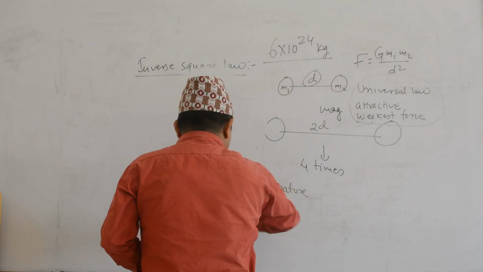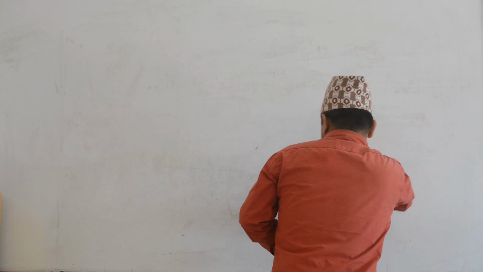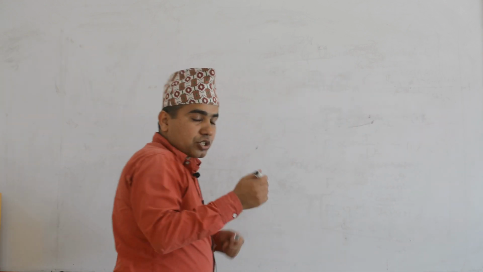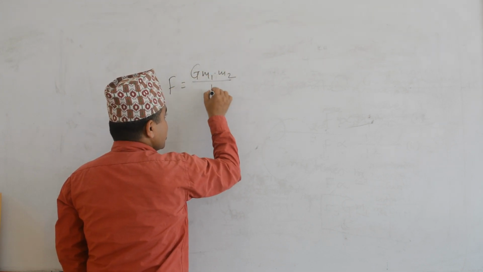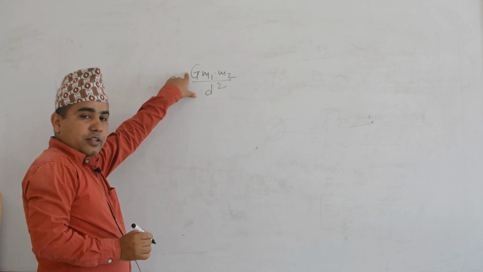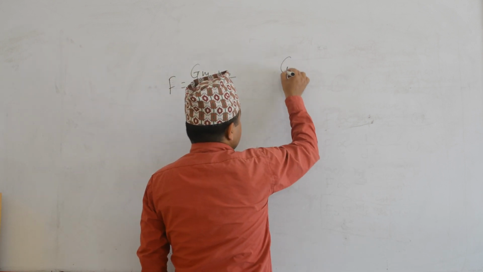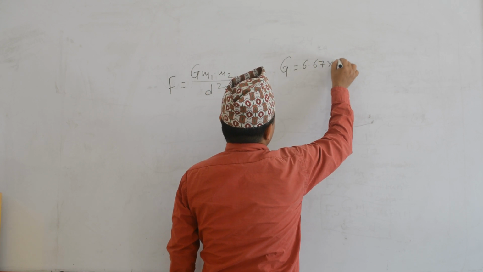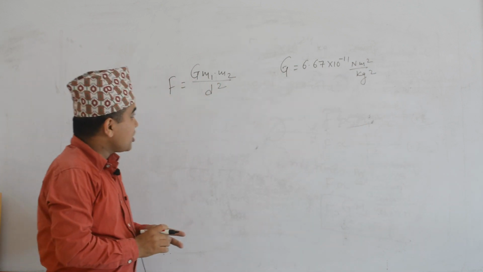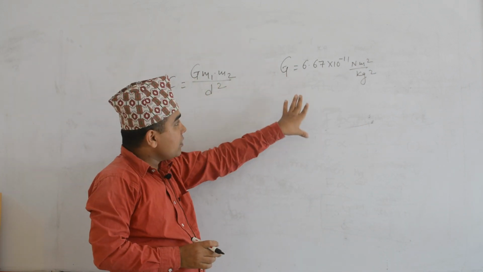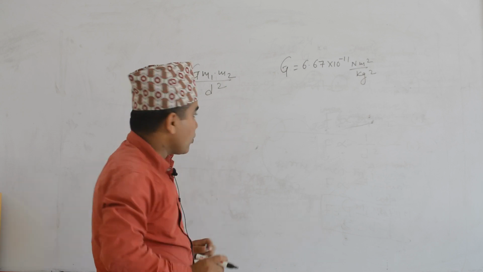Now I would like to dig deeper into the mathematical formula which I have derived. Mathematically, Newton's law of gravitation can be expressed as F is equal to G m1 into m2 over d square. So what is G? I told you already, G is the universal gravitational constant, and its value is 6.67 into 10 to the power minus 11 Newton meter square per kg square. So what does it mean? What is the physical significance of this statement? Now we are going to understand.